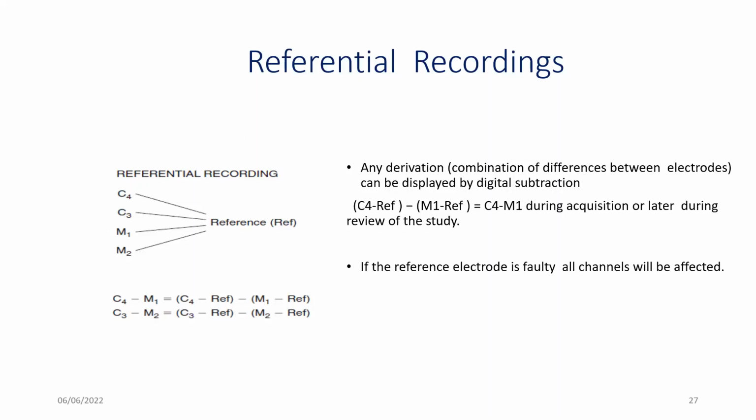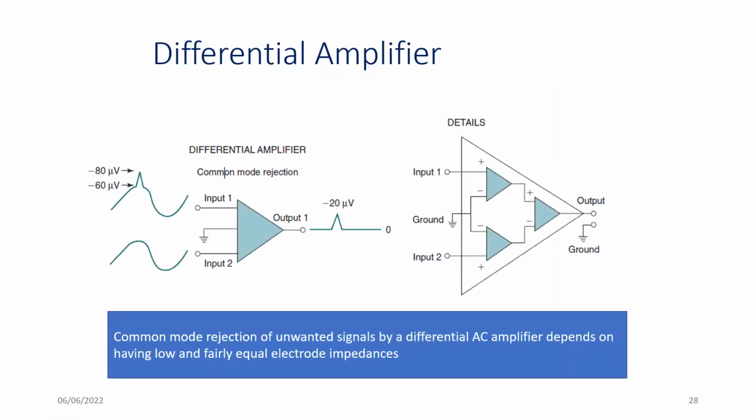So this is again a case of reference montage. If you see C4, C3, M1, M2 are referred to a particular reference. C4 is referred to reference and M1 is also referred to reference, and the output is giving C4 M1. You can see the C4 M1. Similarly, C3 is referred to a reference and M2 is referred to reference, and output is C3 and M2. So this is again a differential amplifier, which probably will not help you.